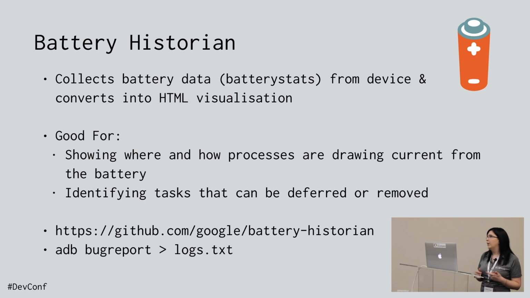Once you've got everything set up and running, you can just run an ADB bug report from your command line terminal with your device plugged in. That'll take a few seconds, and then you'll get a bug report text file out. Once you've got that bug report, you can use it within this tool. So this tool will show you a bunch of cool things like what processes are being used, how long they're running, and that kind of thing. So we'll actually have a look at that.